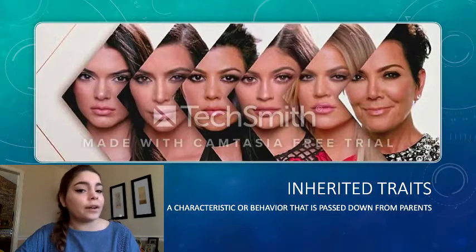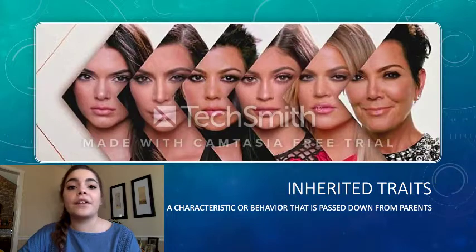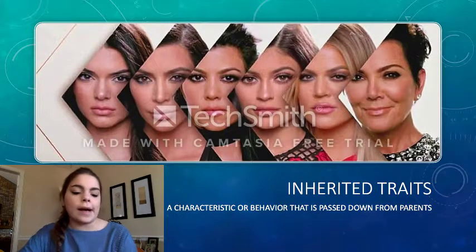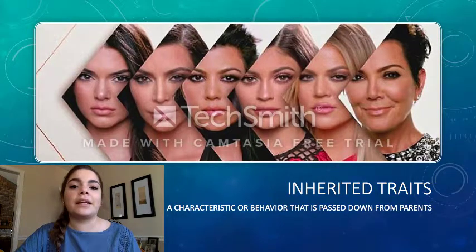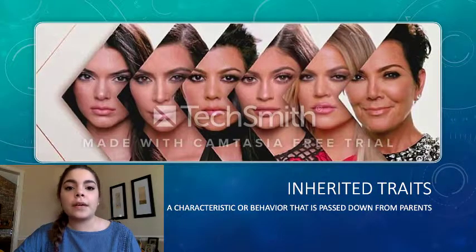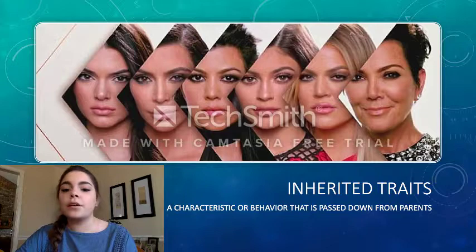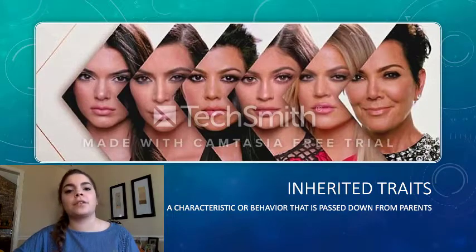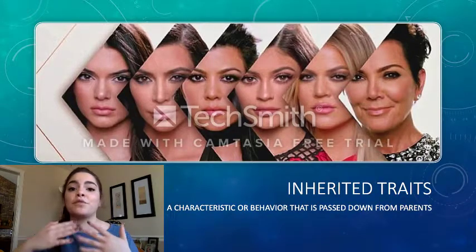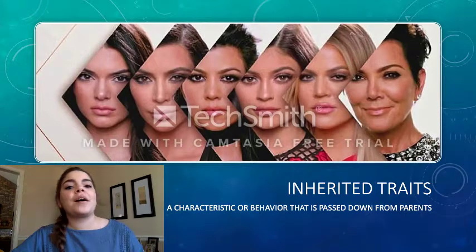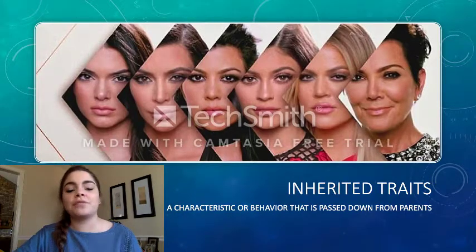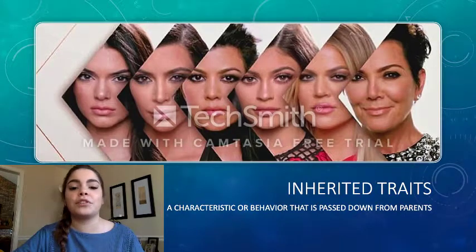So, what are inherited traits? Well, they are characteristics or behaviors that are passed down from parents. This can mean many things. This could mean a gene that you get, for example, like hair color or eye color. This could also mean a disease that is passed down. It's anything that is passed down from your parents. And parents get this from your grandparents, and that's going to keep going up, and you will have those inherited traits from those generations.